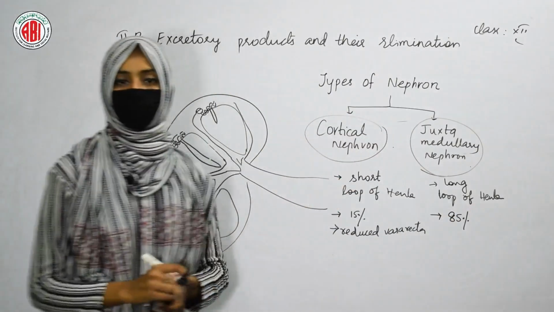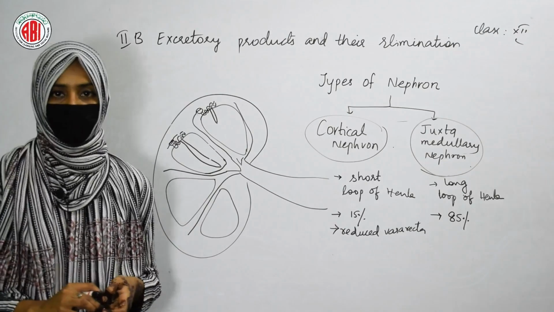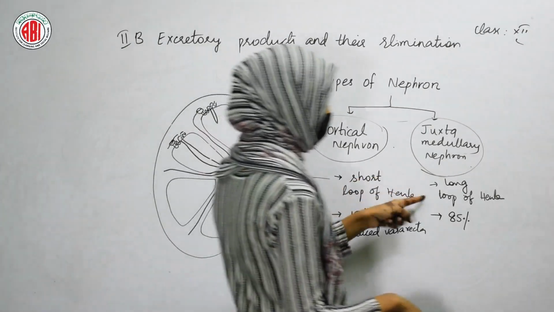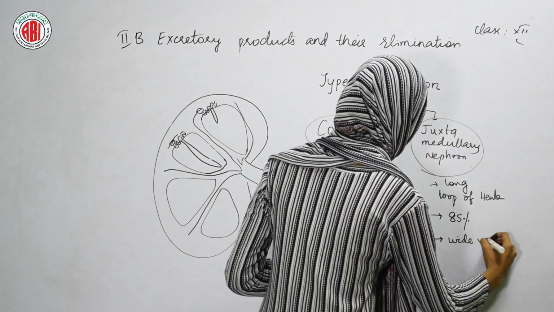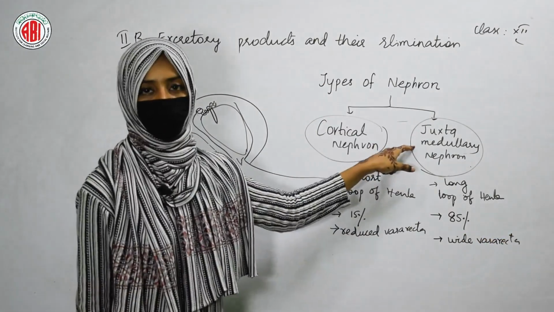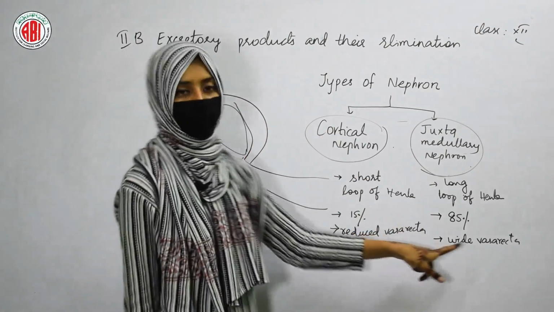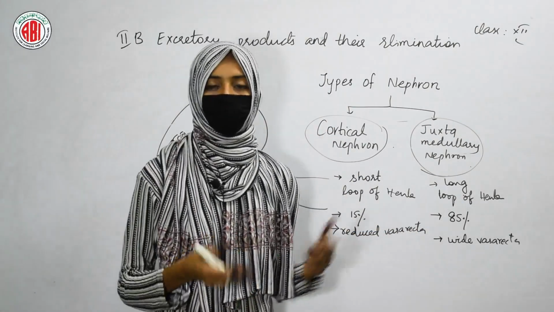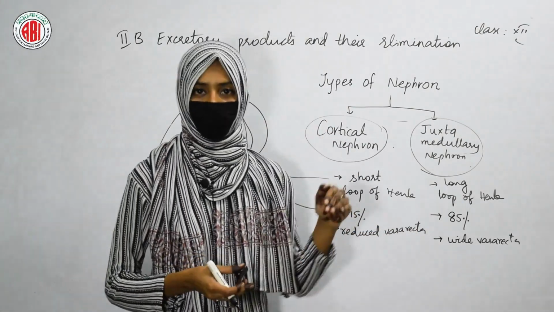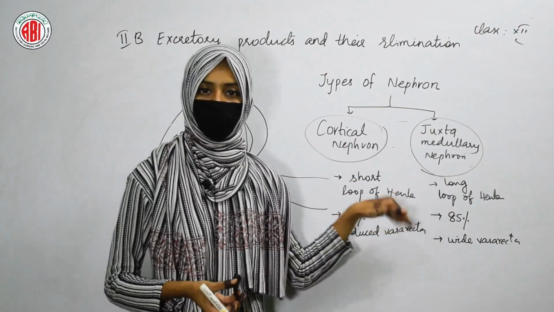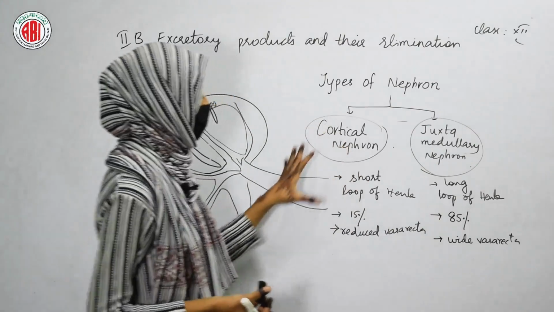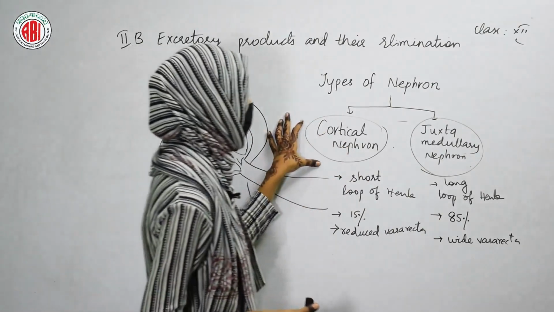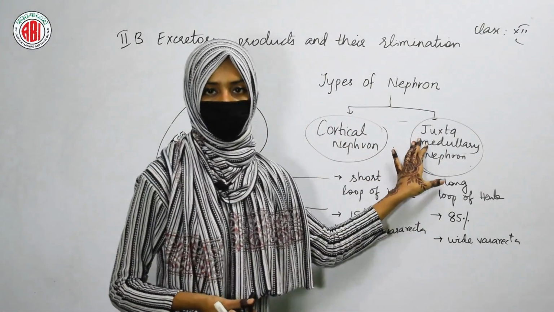So 85% of the nephrons in our kidney are juxtamedullary, and based on the structure of the loop of Henle, again it shows a wide vasa recta. In this type of nephron, we can see the wide vasa recta. Vasa recta is nothing but the peritubular capillary that surrounds the loop of Henle. As the loop of Henle is long, the vasa recta which surrounds it will be wide. So these are some of the differences between the cortical nephrons and the juxtamedullary nephrons.